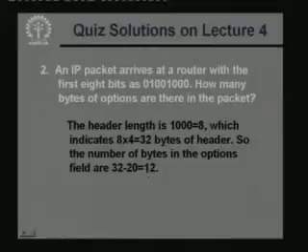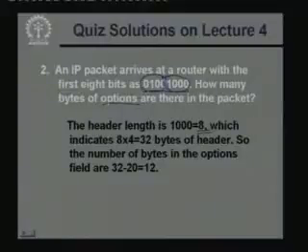Now, the next question. An IP packet arrives at a router, again with the first 8 bits given, this combination. Now, the question is, how many bytes of option fields are there in the packet? Well, here again the first 4 bits will indicate the version, the next 4 bits will indicate the header length. Now, in this example the header length is 8.